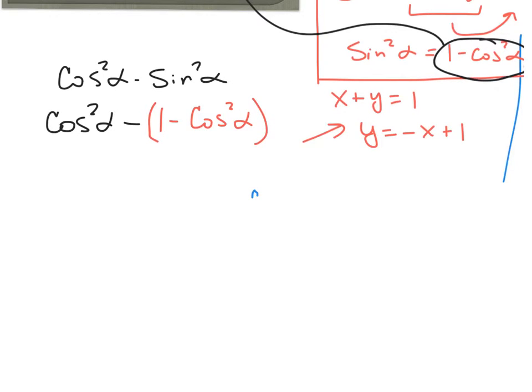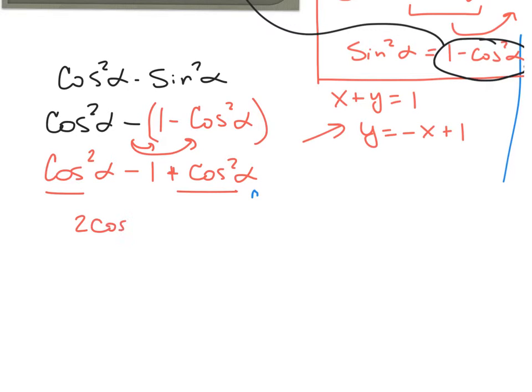What does it turn into? Well, let's go through the algebraic process. Minus a 1, I'm going to distribute, plus cosine squared alpha. I have two like terms, and so I have 2 cosine squared alpha minus 1. I have just created a new cosine formula. So now I can use this.